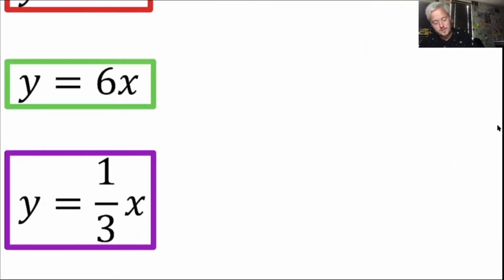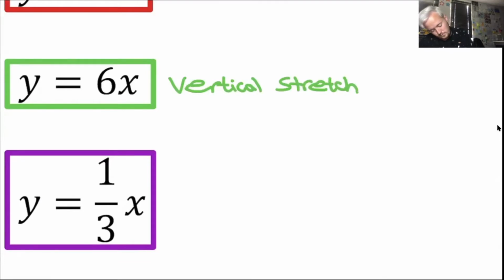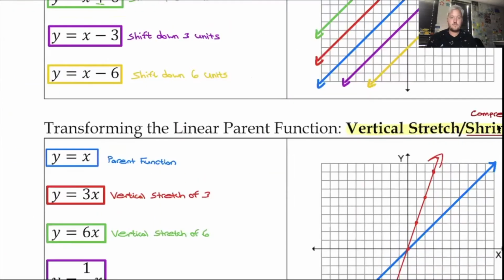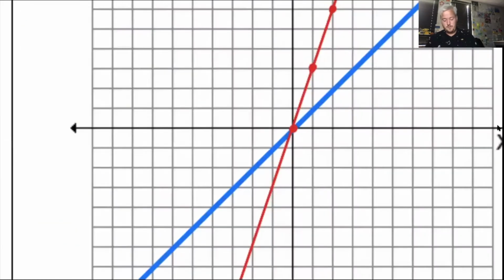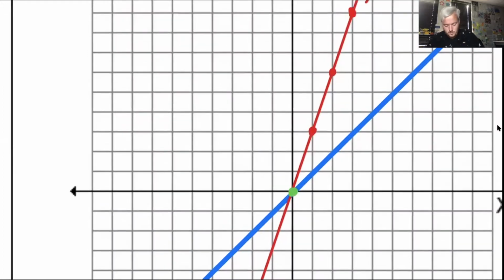Now I'm going to look at the next one in green. So y equals 6x. Here, 6 is still bigger than 1, so what this means is we have a vertical stretch. I'm writing out exactly what you would write when you have to list out the transformations, because I'm going to give you an equation and you have to tell me what the different transformations are. All right, so once again, start at the origin, and now we're going to go up 6. So 1, 2, 3, 4, 5, 6 over 1.